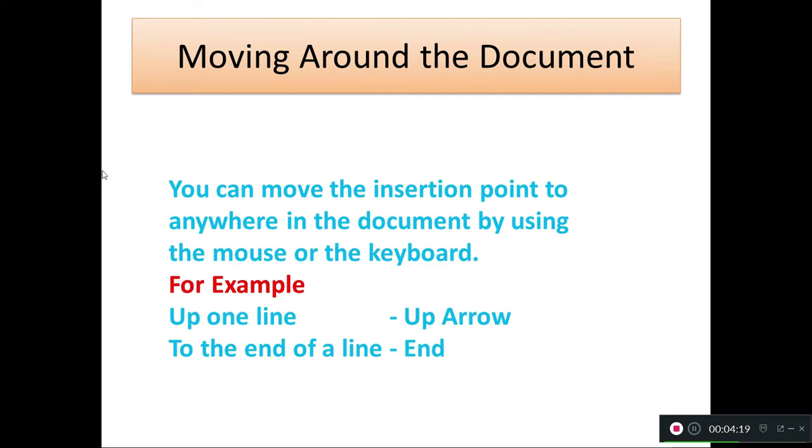You can move the insertion point anywhere in the document by using the mouse or the keyboard. If you move the cursor anywhere, one point is shown on the screen. That is the insertion point. So with the help of the mouse or keyboard, you can move around the document. Some examples: to move up one line, very simple, use the up arrow. To go to the end of the line, simply use the End key. Some of the keys are given in the table. Once again, go through the table in your book.